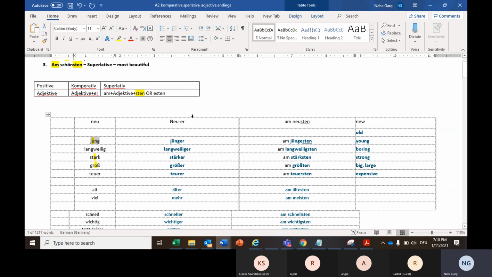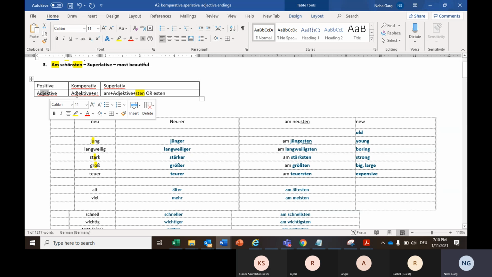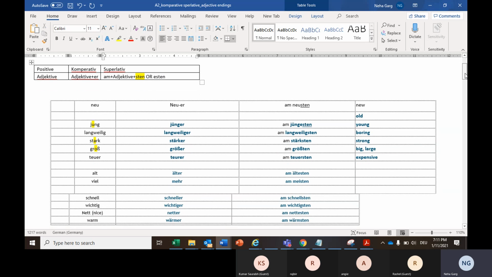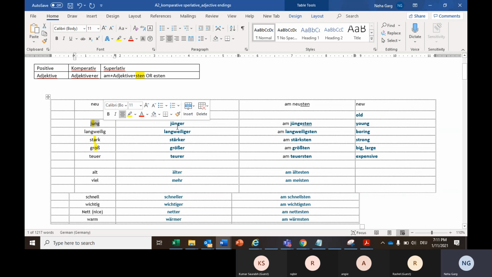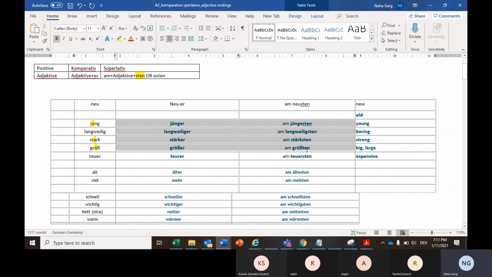So the basic thing is we have the basic adjective, then we add er in the comparative form, and then in the superlative we add am plus adjective plus sten. This is the first step of making comparative and superlative. Second thing to pay attention to is that we have to see for these words where vowels get extra umlauts.